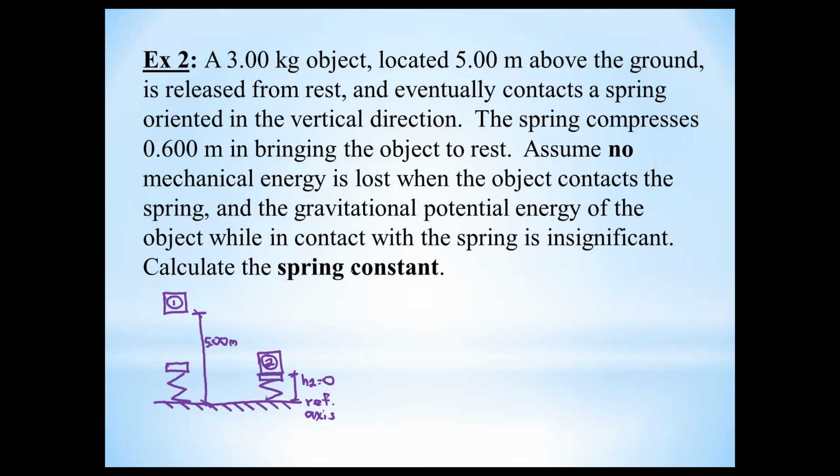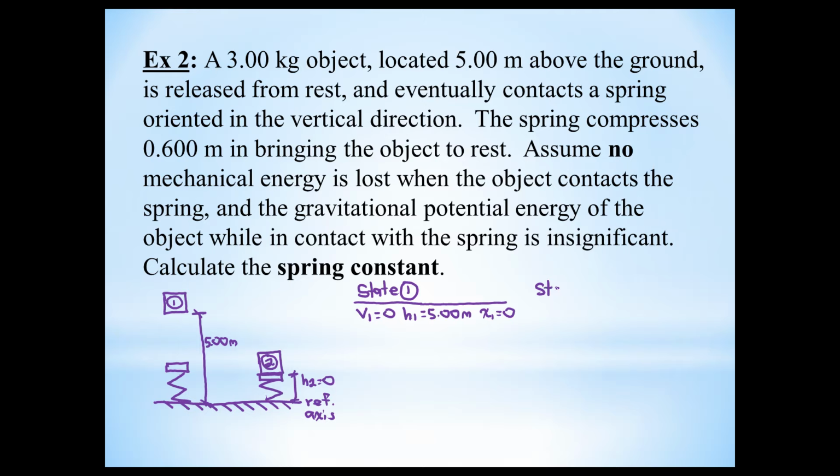Okay, let's identify the states. So we're going to say state 1. Now there's 3 things I'm going to identify here. The first thing is that at state 1, we're dropping it, so there's no speed. Also at state 1, I have height, gravitational potential energy, 5.00 meters. And let's identify how much the spring is compressed. Well, the spring is unstretched at state 1, so we can just leave it as that.